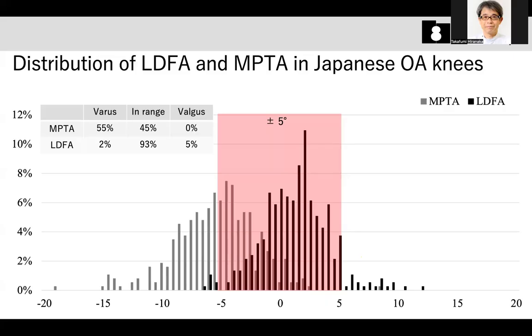However, again, in Japan around 50% of patients have a very steep tibial joint line slope, the medial slope of the tibial line. If we reduce this angle to 5 degrees, the medial bony gap may be reduced. So that is another problem if you do restricted kinematic alignment.